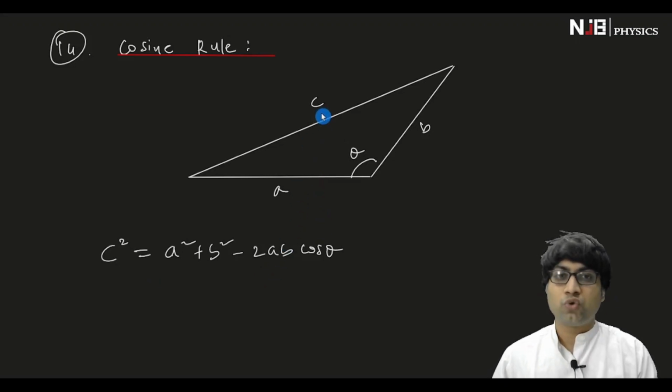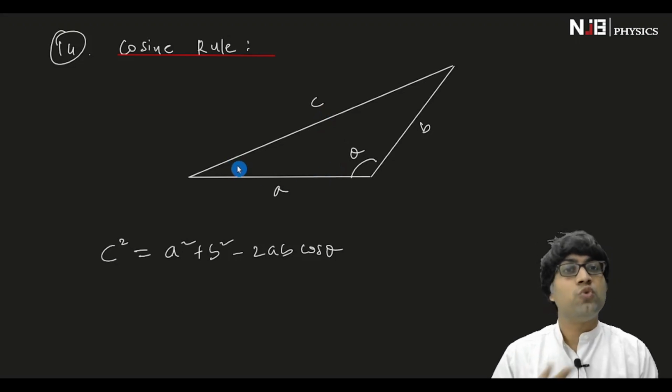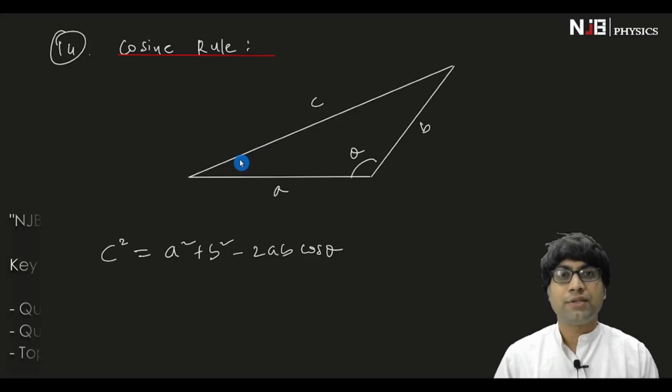Once C is known to us, we can now use sine rule in order to find out the other two angles of this triangle. So this is all about the trigonometric functions and the trigonometric identities.